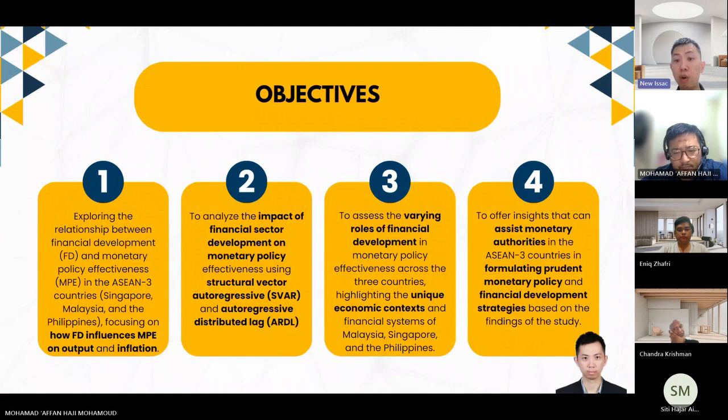Our final objective is to offer insight that can assist monetary authorities in the Asian 3 countries in formulating prudent monetary policy and financial development strategy based on the findings of our study.